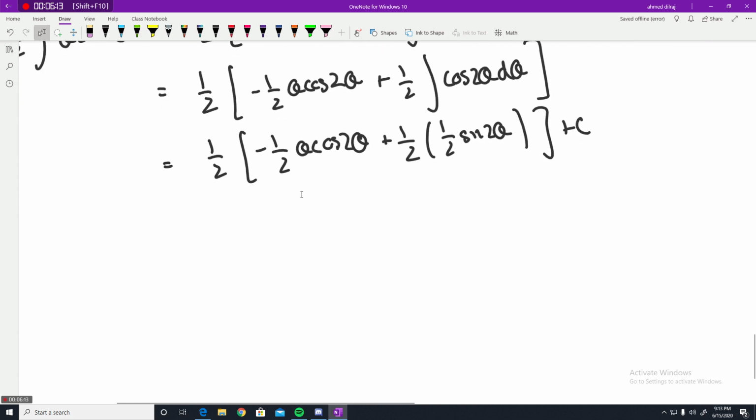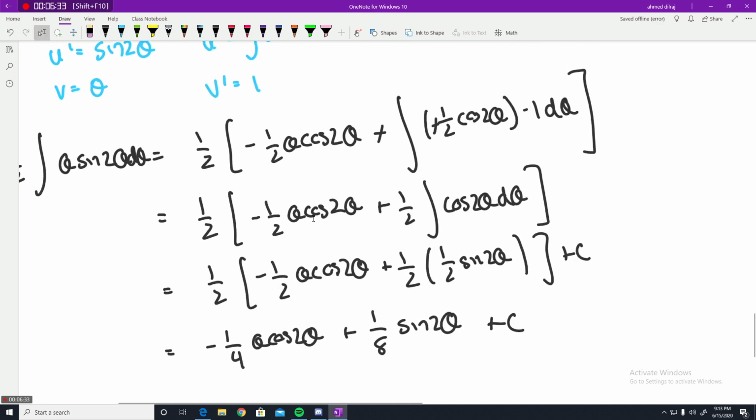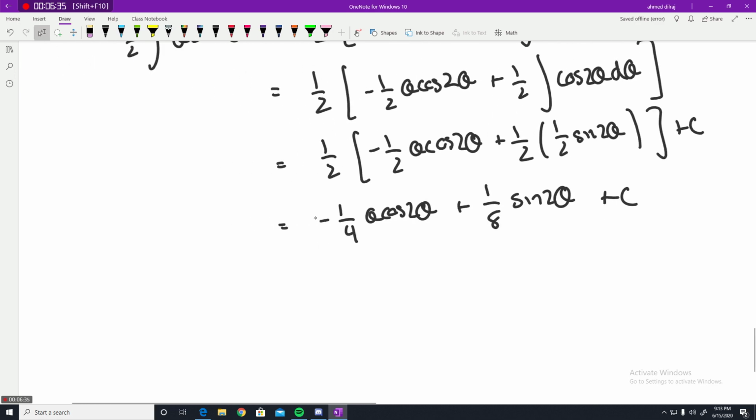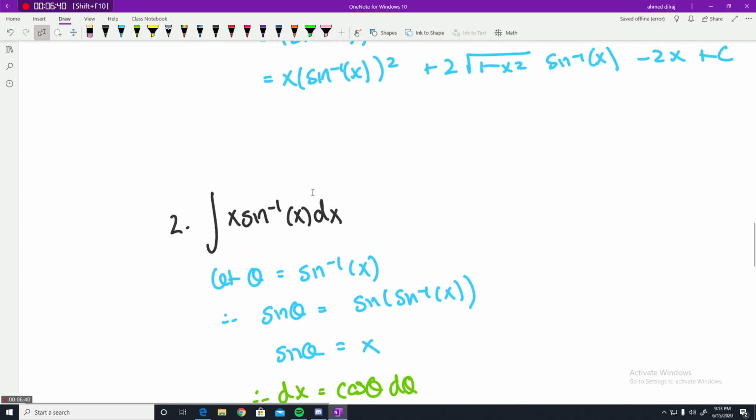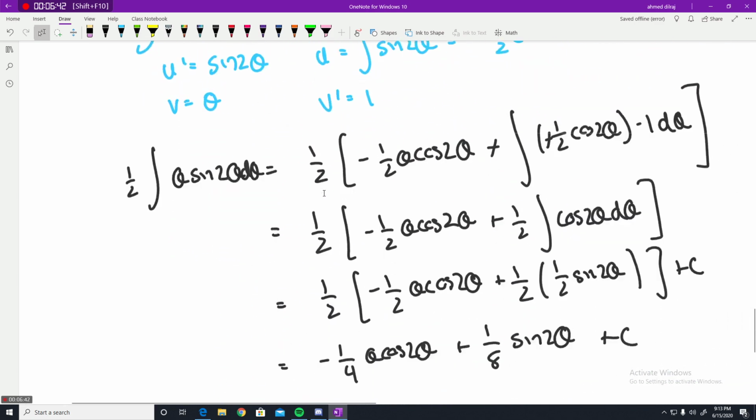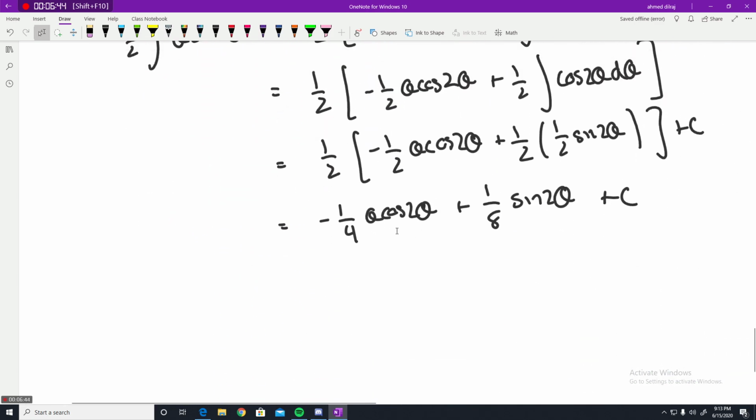So now, if we expand everything out, we get minus 1/4, because we're multiplying by a half, theta cos 2 theta, plus now a half times a half times a half is 1/8 of sine 2 theta, plus c. Well, this now looks a little bit more solvable. So now remember, we're trying to find this integral with respect to x. So again, we can't actually leave it like this. So we have to change this all.